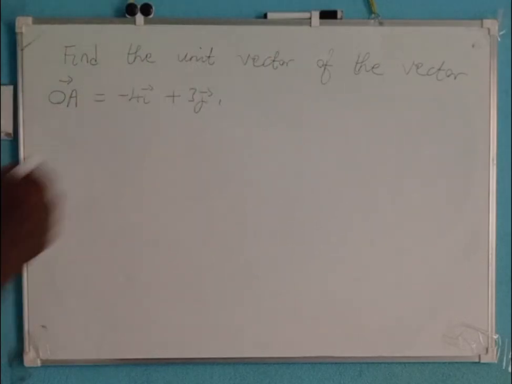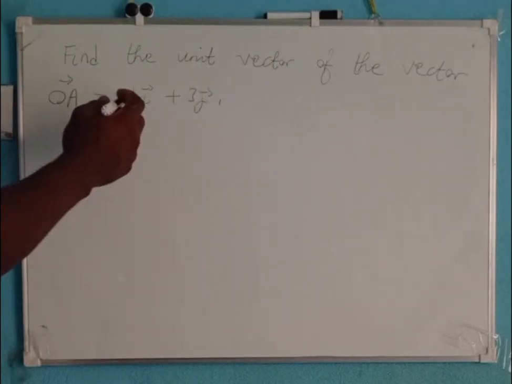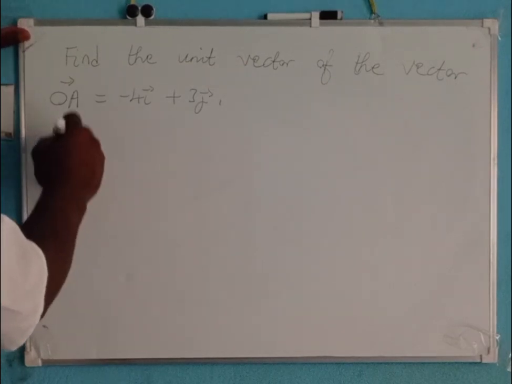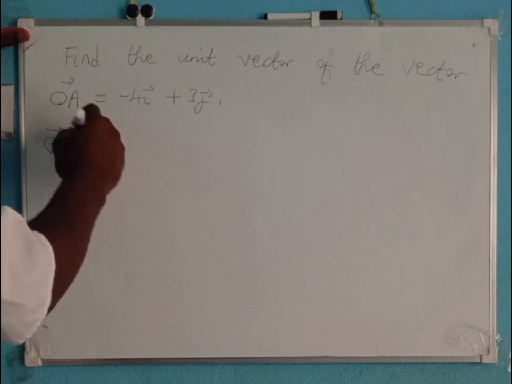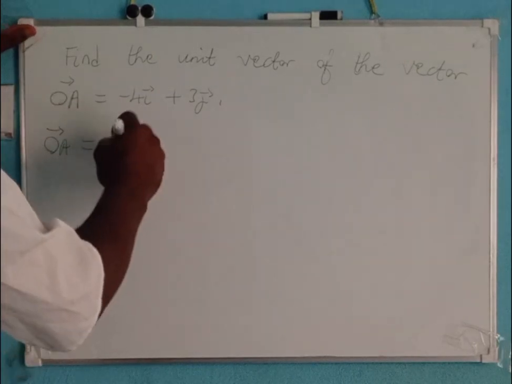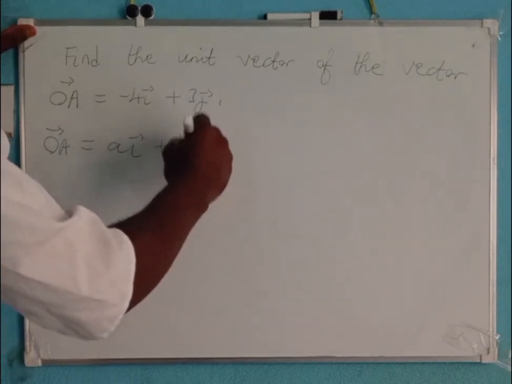Find the unit vector of the vector OA equal to negative 4i plus 3j. For us to find the unit vector of any given vector, let's assume we have the vector OA equal to ai plus bj.